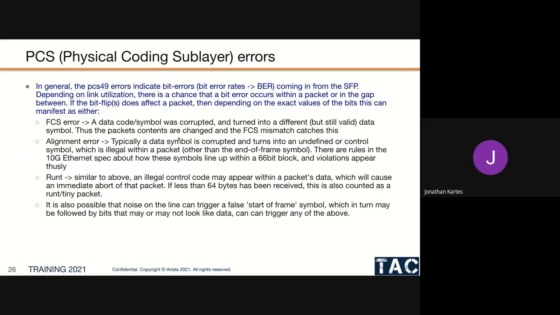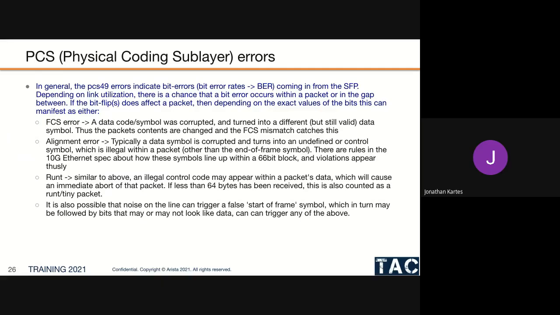So that said, and talking specifically about errors, one of the more important ones to be able to find and understand the implications of are the PCS errors. These are physical coding sublayers. So you'll see these in verbose outputs as PCS 49 errors, and they indicate bit errors, right? So errors at the actual bit level that are coming in or going out. Depending on link utilization, sometimes you get a bit error that's in the gap between actual bits and they don't really do much of anything.